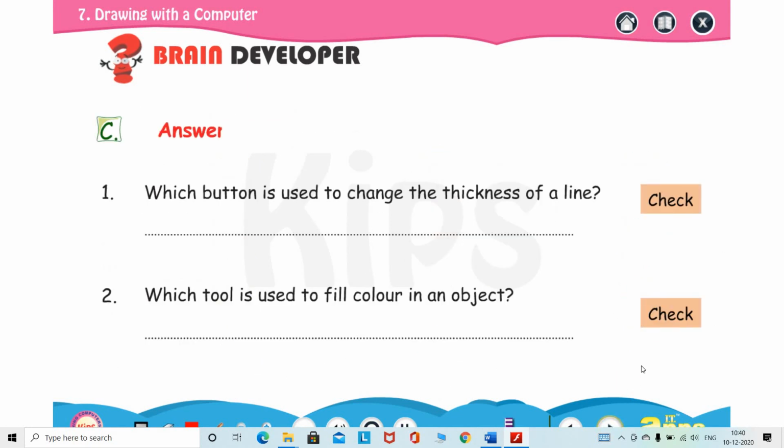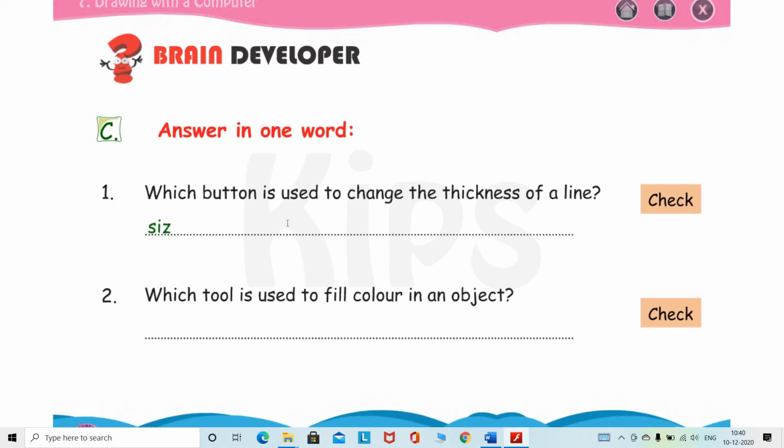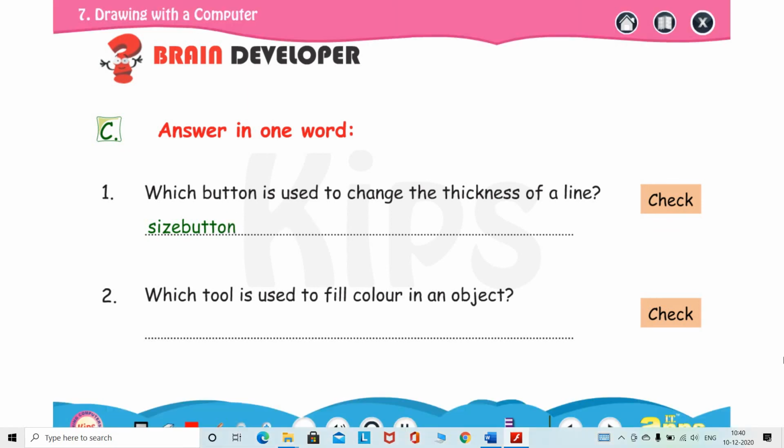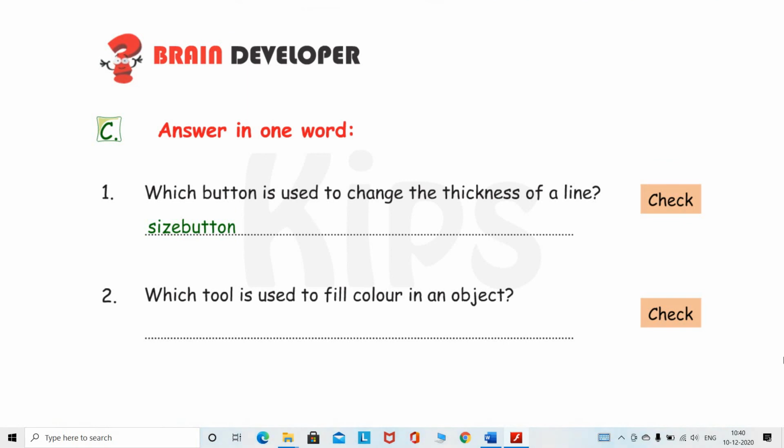Now next question, answer in one word. First one, which button is used to change the thickness of a line? With the help of the Size button, or you can just write Size. This answer is present in the same section, drawing a straight line, page number 48. In blue color, it is written as Size button in the second point.